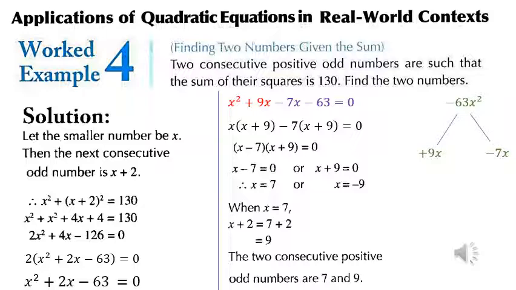In this question, we have to find positive odd numbers. So we will take the positive value of x. We reject the minus 9. So when x is equal to 7, then the second number, which is x plus 2, will be equal to 9. So the two consecutive positive odd numbers are 7 and 9.